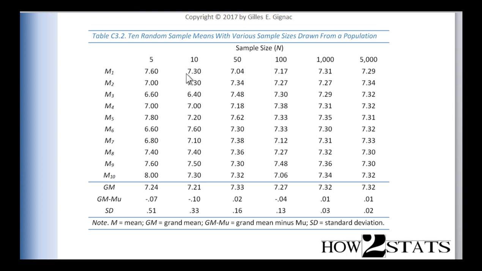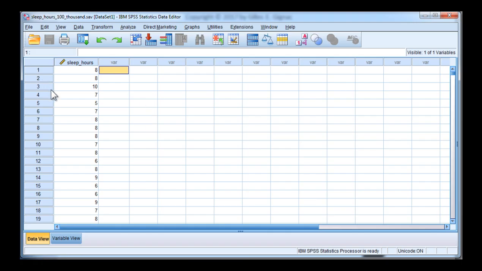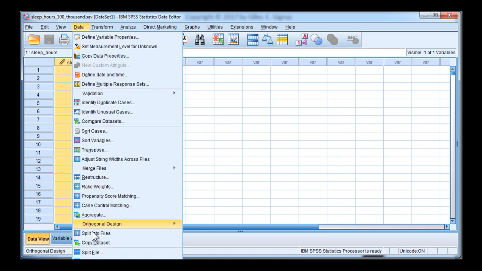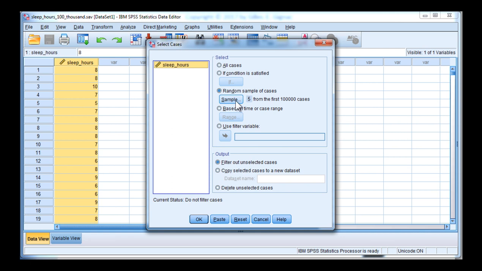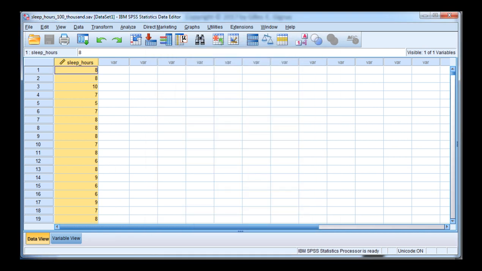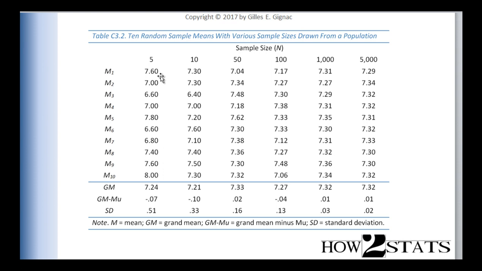These were the first means I randomly sampled from the population, which I sampled with the SPSS program. This is the 100,000 cases, and I used the data select cases utility, and I randomly sampled 5 cases 10 times, with replacement. So each time the program takes 5 cases, they're put back into the population and they can be reselected for another sample. I randomly sampled 10 times, and these are the sample means I obtained for sample size of 5.